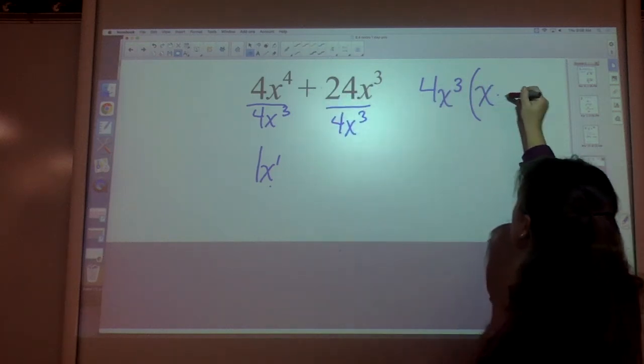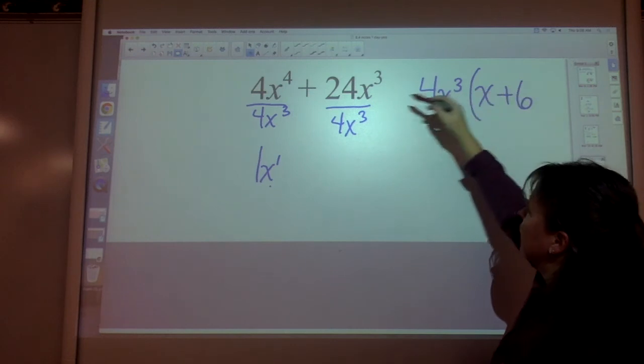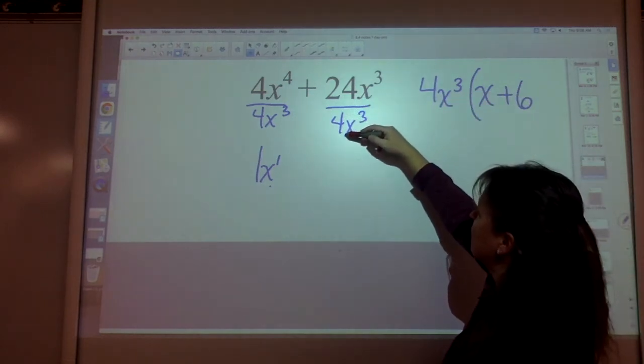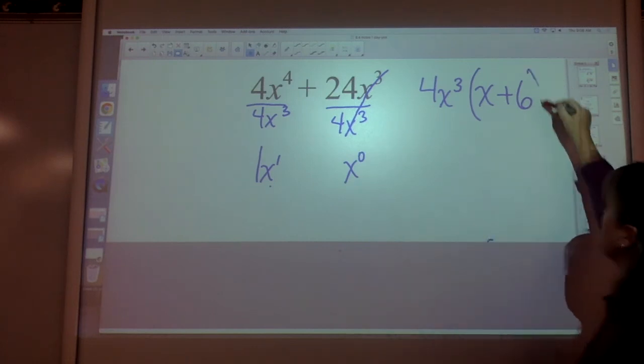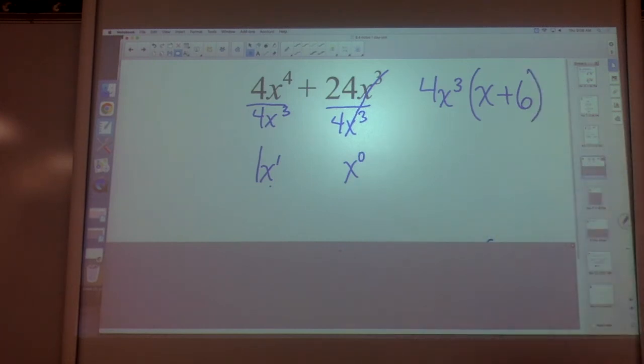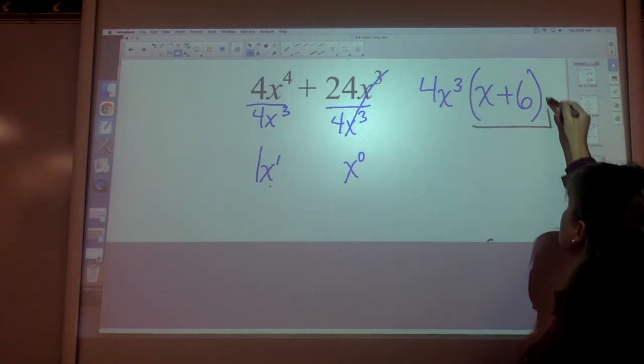Plus, keep the plus sign. 24 divided by 4 is 6. X to the 3rd divided by x to the 3rd is x to the 0, but you won't write x to the 0. You'll just tell me there's no x's left. That's your final answer. All of it is your final answer, not just the x plus 6.